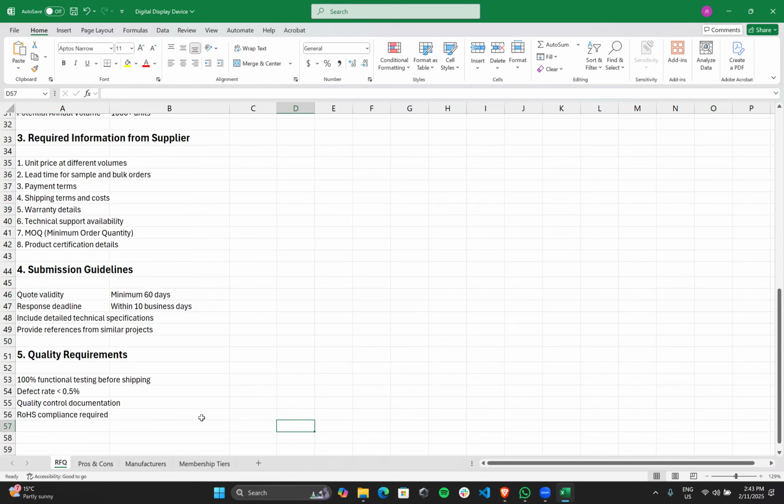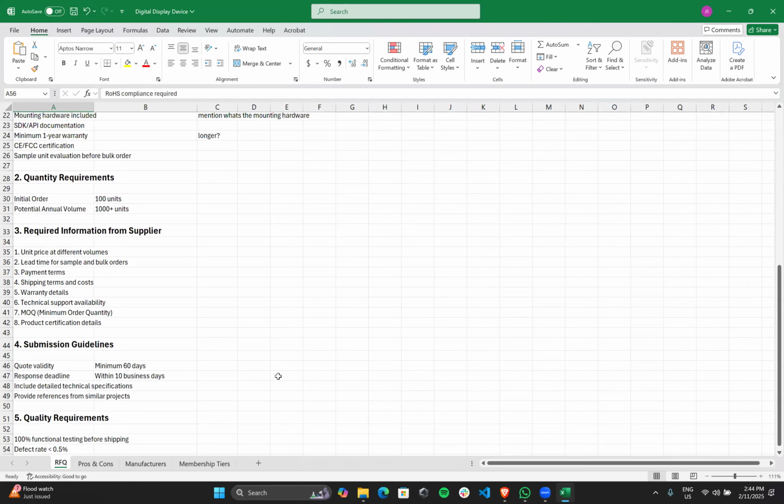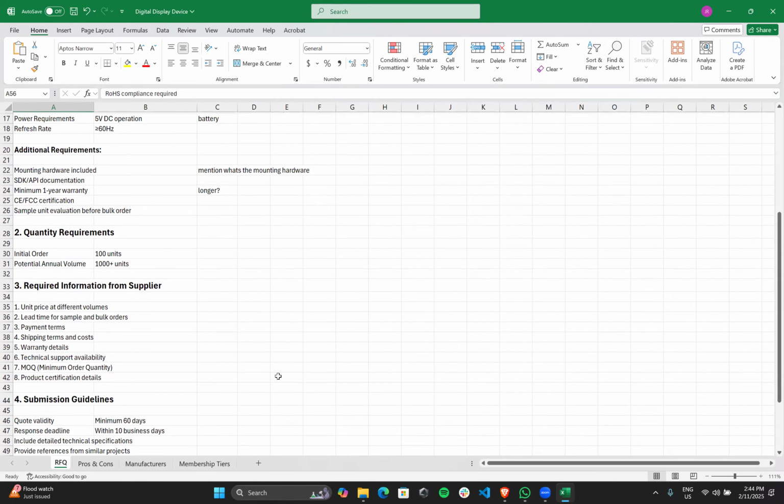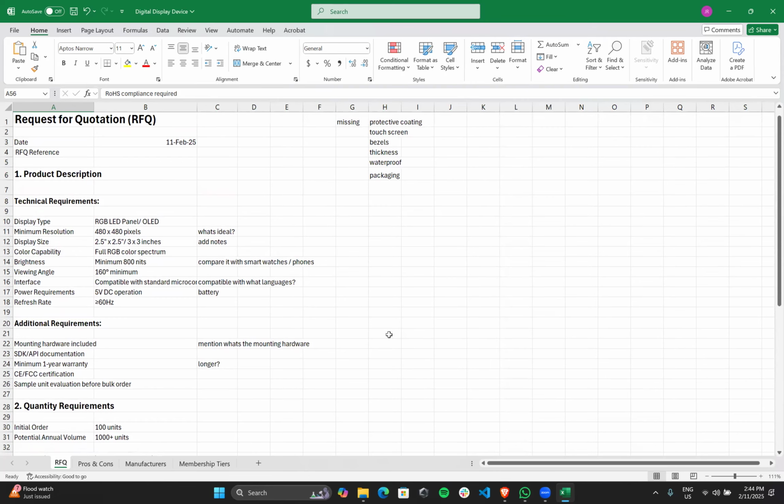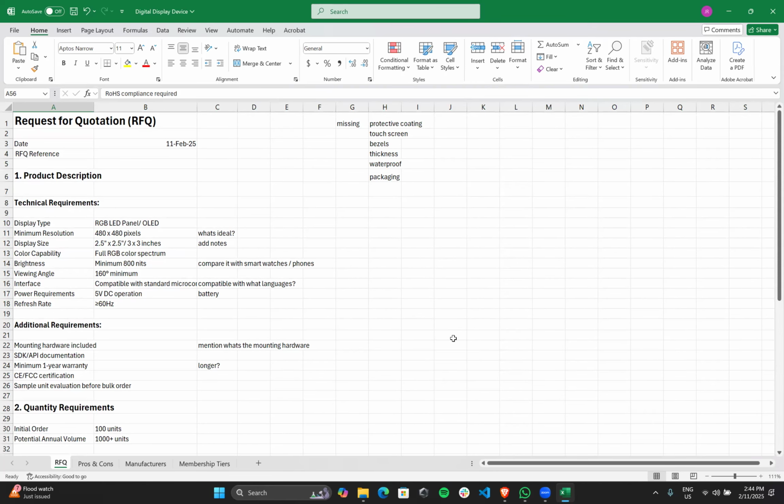Quality control documentation. Let's see. I'm not familiar with the RoHS. Let's see, what else? Okay, so the main things are determining what the options are on the type of display, getting the specifications more complete, and then what the packaging options are. Okay, so good. Now with the manufacturers, go into manufacturers.